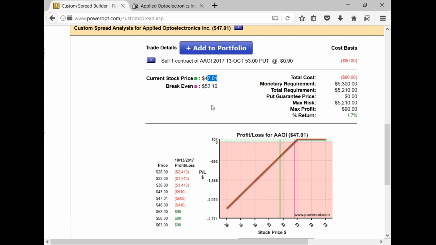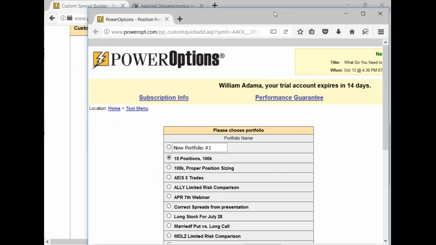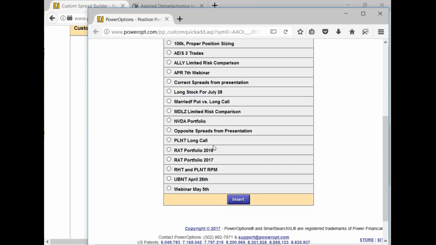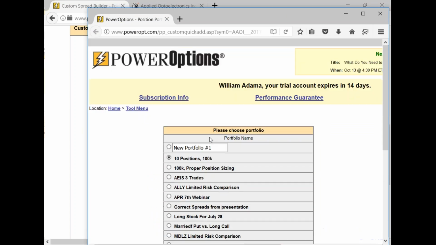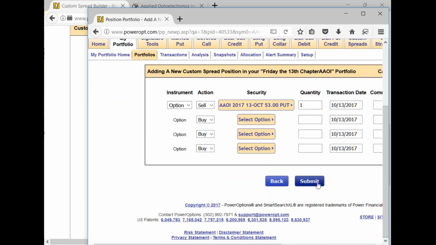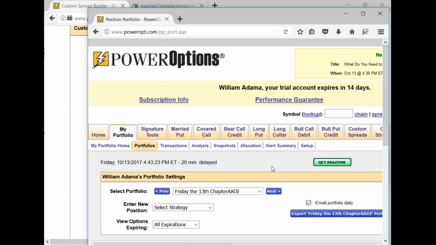Yes. First thing you always do, as you're tracking positions in PowerOptions, whether you do it manually or from the search or you do it from here, we want to add this position to our portfolio. And we'll call it AAOI. Okay, let's call it Friday the 13th, chapter AAOI, because it is kind of a disaster in a horror film. All right, so I'm going to add it to our portfolio.